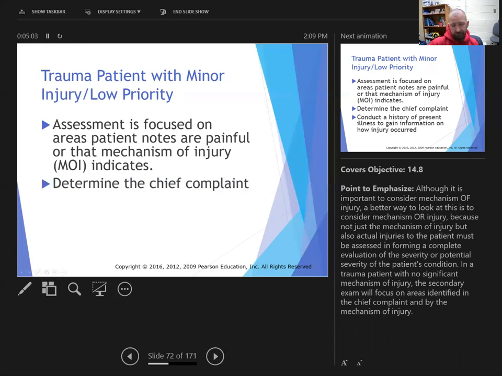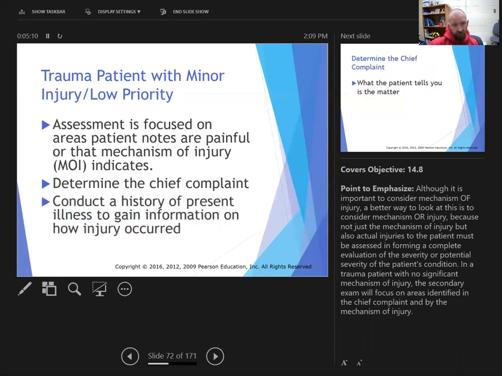And we'll get that from, obviously, their chief complaint. What they tell us is happening is their chief complaint. Right? What's wrong in the patient's own words. And we'll conduct a history of the present illness to get the information on how it occurred. Now, obviously, we're talking about injuries here. So we can change this to say conduct a history of the present injury rather than illness. But it just means we're getting a history of what happened before we got there on scene.